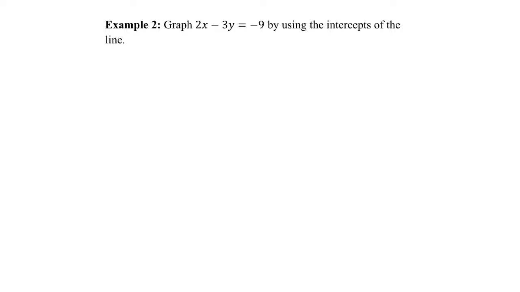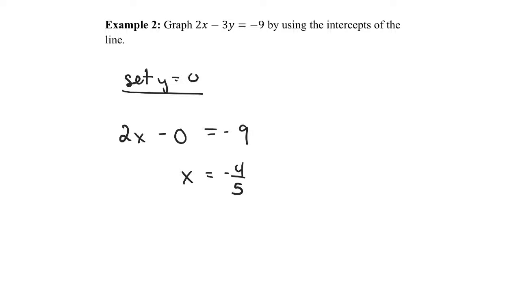If I want to find the x-intercept, set y equal to 0. When I do that, I get 2x minus 0 equals -9, or x equals -4.5. That gives me a coordinate, -4.5, not 4/5. That gives me a coordinate of (-4.5, 0). It's really important that we write the coordinate and not stop here.